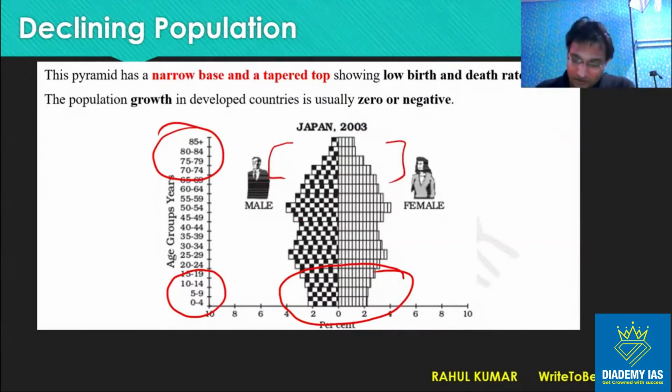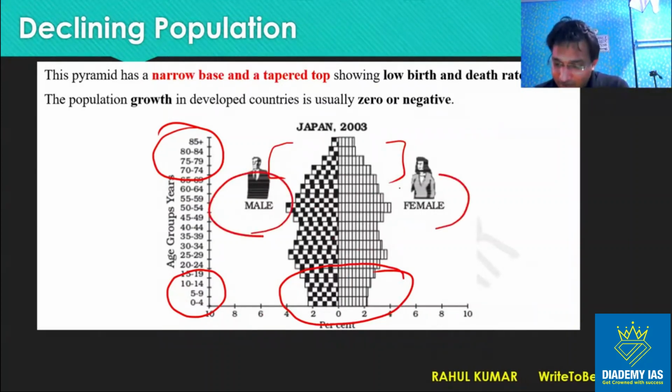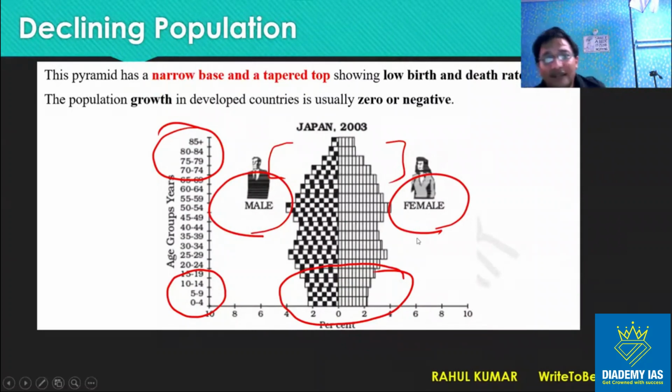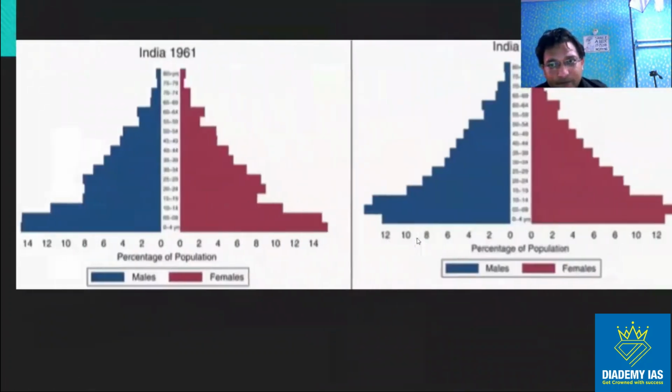In all these three pyramids, you can see male on the left side and female on the right side. This will give you a comparison between the male and the female, what the structure is within female and within male.